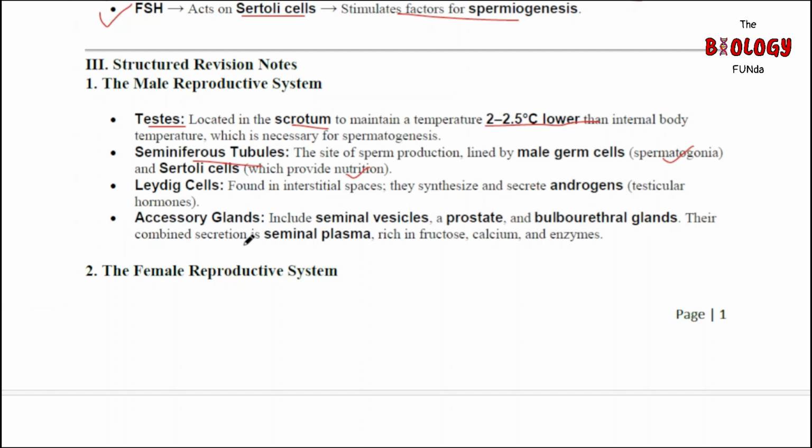Accessory glands include the seminal vesicle, prostate and bulbourethral gland. Remember that out of these only one is single. Can you comment below which one is single? Now these glands secrete seminal plasma which is rich in fructose, calcium and enzymes.